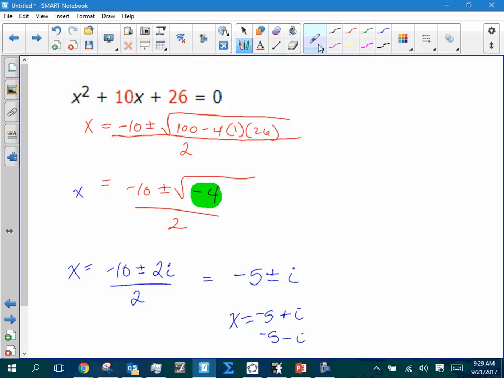What do you notice about those two solutions? They're what to one another? Conjugates, okay? When you have complex solutions to any polynomial equation, they are going to show up as conjugates. So if I go through work and I know that negative 5 plus i showed up, automatically I know negative 5 minus i will be there as well.